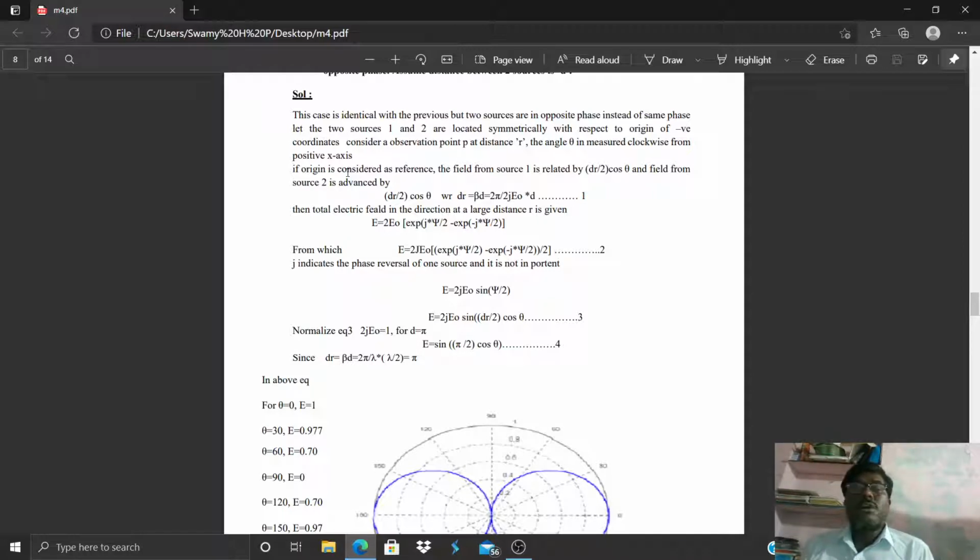two point sources are placed identically on either side of the array axis, but these two are opposite in phase. Source 1 and source 2 are located symmetrically with respect to the origin of the coordinates. Here you have to consider for the observation a point P in space at a distance r, and it makes an angle theta measured clockwise from the positive x-axis.